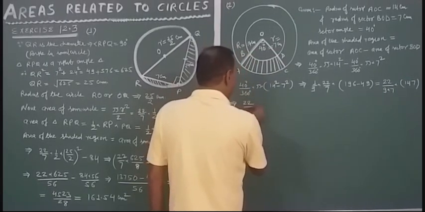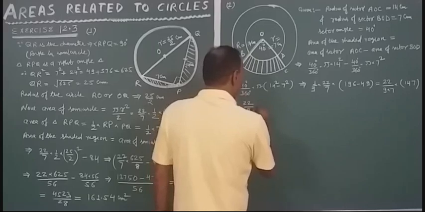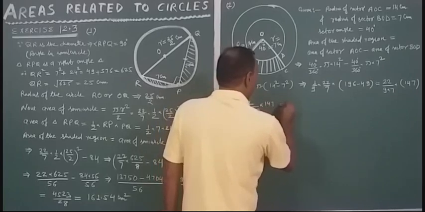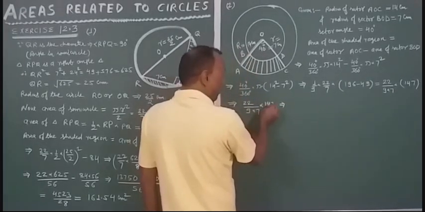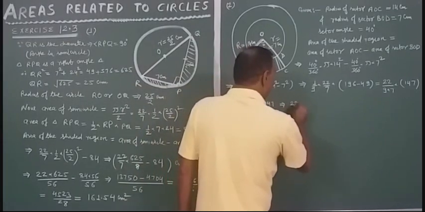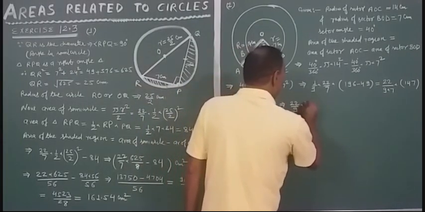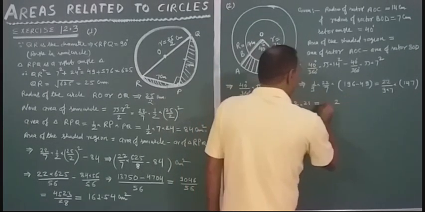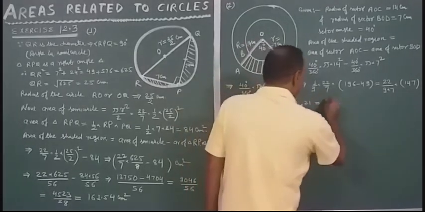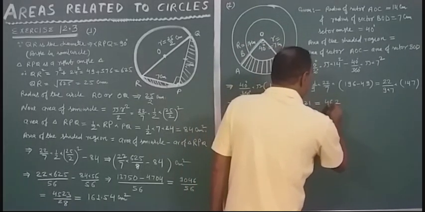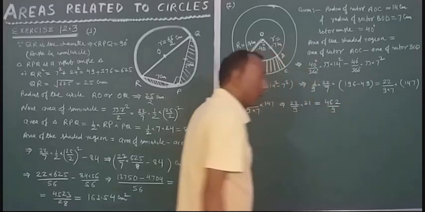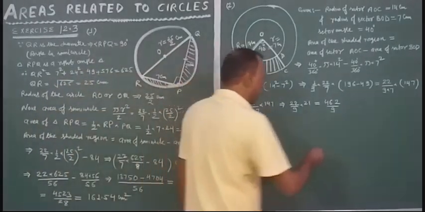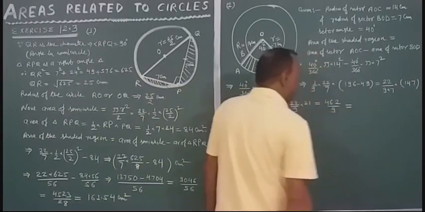Again do this calculation. 22 upon 9 into 7 into 147. Just divide it. 7 2s are 14, 7 21s are 147, 22 upon 9, and this is 21. Just multiply them. 21 2s are 42, and 4, 462 upon 9 centimeter square.